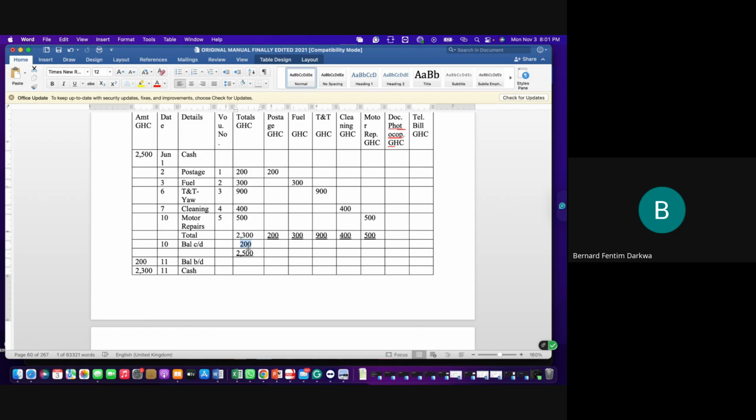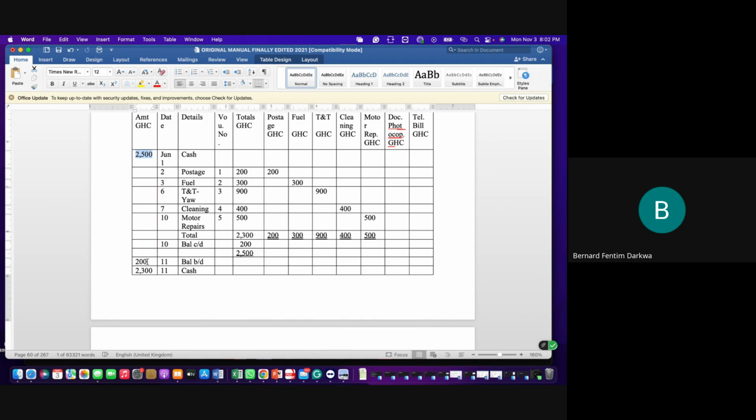So balance CD 200. Then it will come here as well. Balance BD 200, because 200 and some. Then you go to the accountant, they will give you 2,300. I told you that always you will be given how much you have spent, because the imprest is 2,500. You have to always start with 2,000.